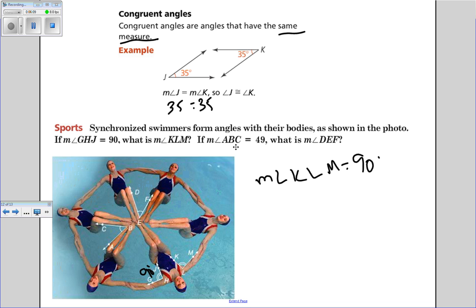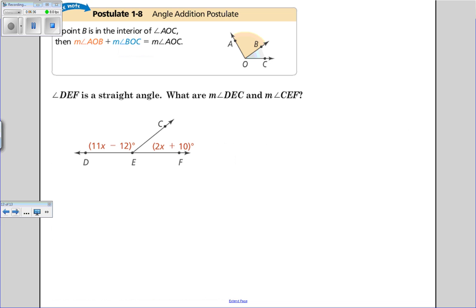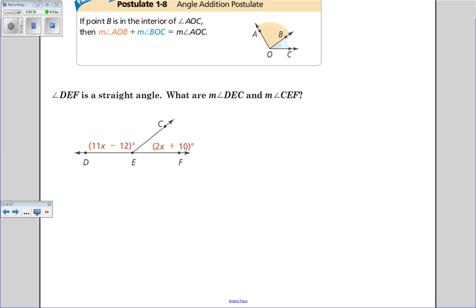Alright, one more on here. If the measure of angle ABC equals 49 degrees, so here's ABC, so this one's 49, what is the measure of angle DEF? Well, again, notice this has one arc and that has one arc, so we know that they are congruent. The measure of angle DEF is also 49 degrees. Rock on.